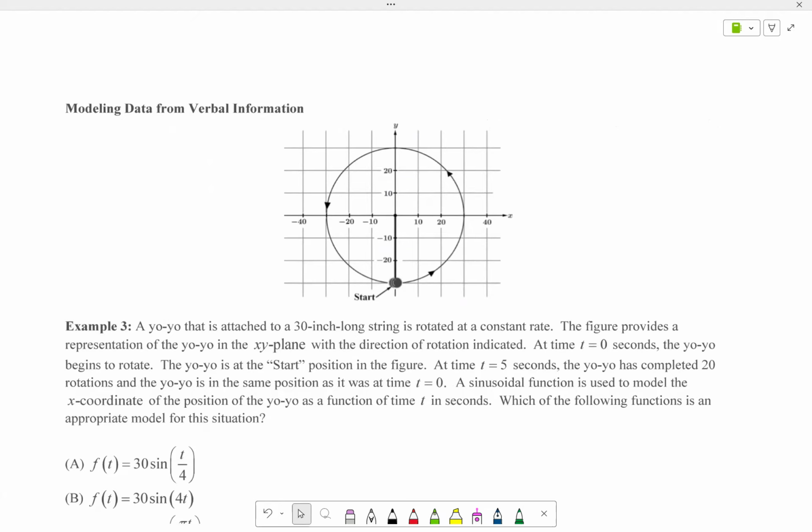At time t equals 0, the yo-yo begins to rotate. The yo-yo is at the start position in the figure. See that? At time t equals 5 seconds, the yo-yo has completed 20 rotations, and the yo-yo is in the same position as it was at time t equals 0. A sinusoidal function is used to model the x-coordinate of the position of the yo-yo as a function of time t in seconds. Which of the following functions is an appropriate model for the situation?